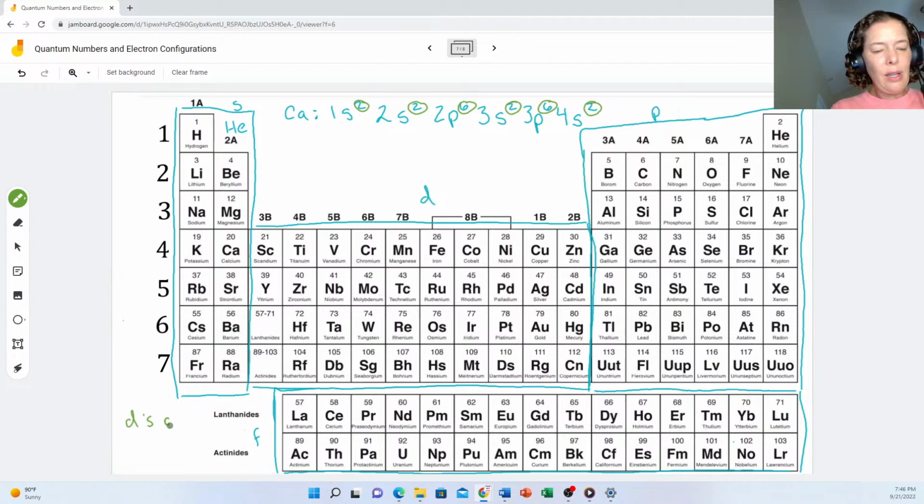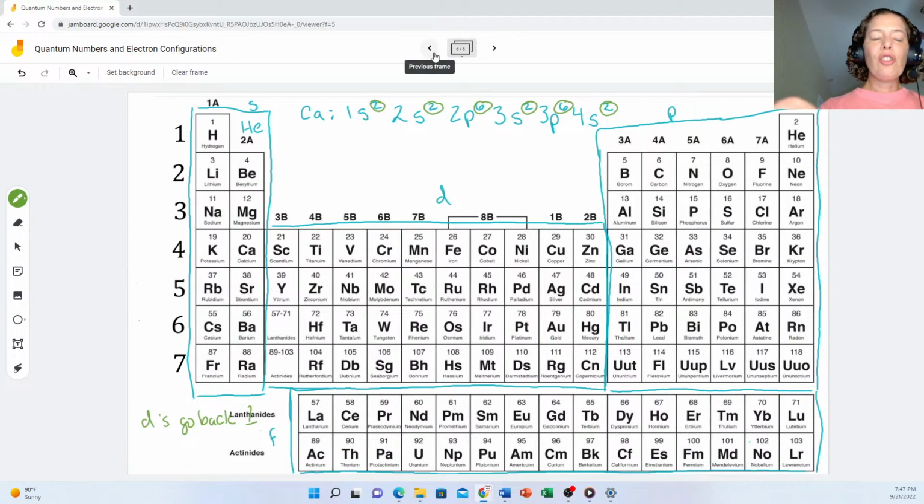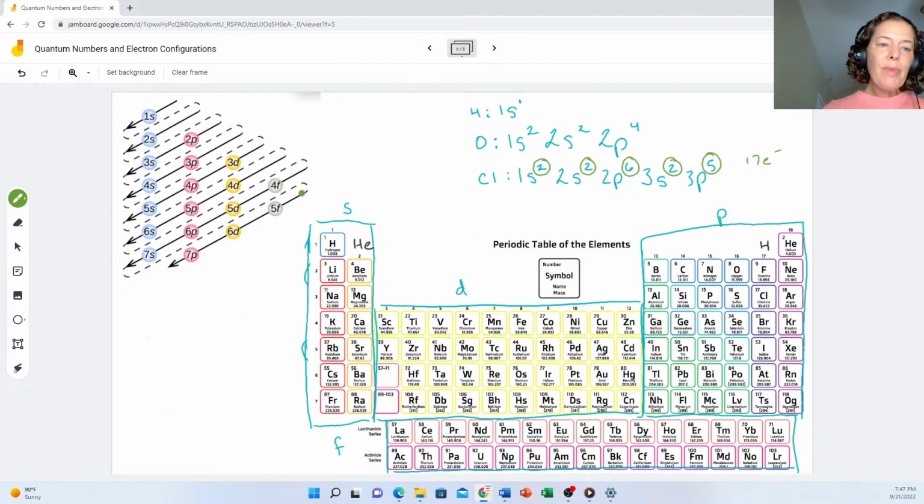D's go back 1. So this D electron here for scandium is in the 4th row, but it is the 3D orbital, if that makes sense. So instead of it being the 4D orbital, we go back 1. It is the 3D orbital. Just to go back to our table here, you can see we've got 4s, and then it's going to pop you to 3D here, which is exactly what we're doing.